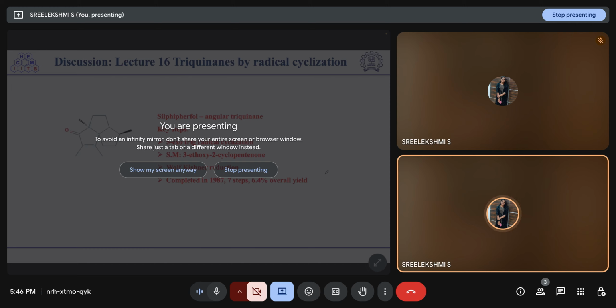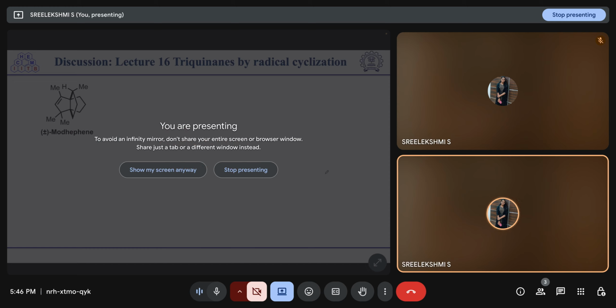And in the synthesis of silphiperfolene by Curran's group, the key reactions were 5-exo-trig radical cyclization, where they used 3-ethoxy-2-cyclopentenone as the starting material. And we have also seen they have utilized Wolff-Kishner reduction. And this total synthesis was completed in 1987 in 7 linear steps and 6.4 percent overall yield.